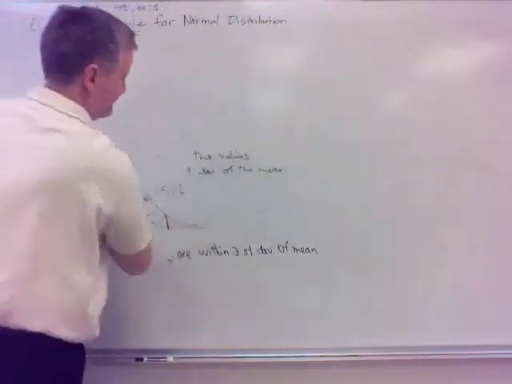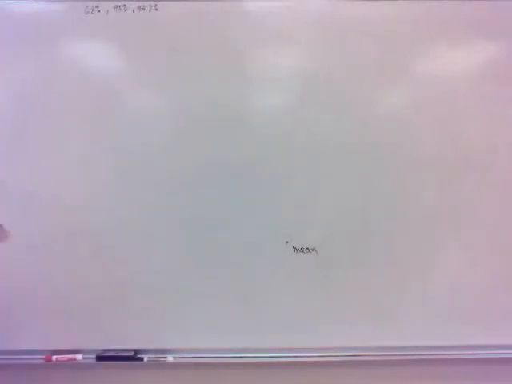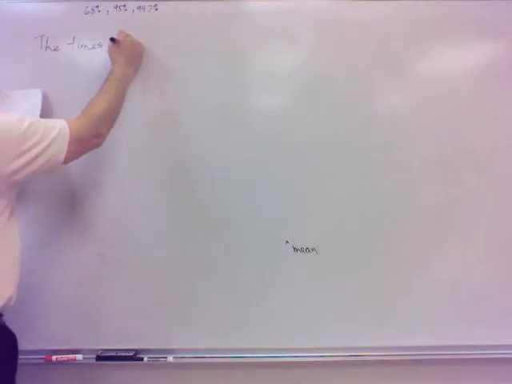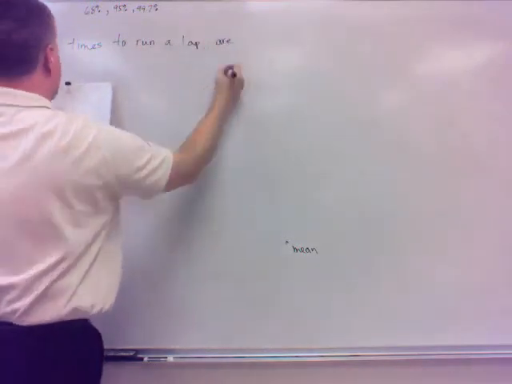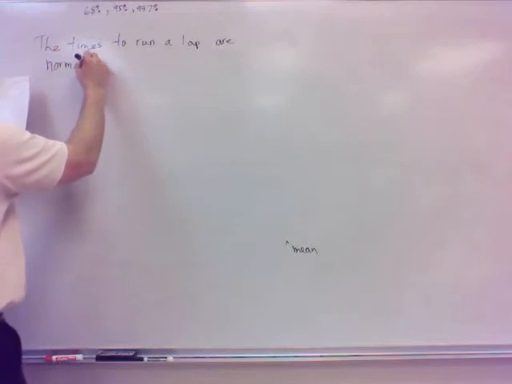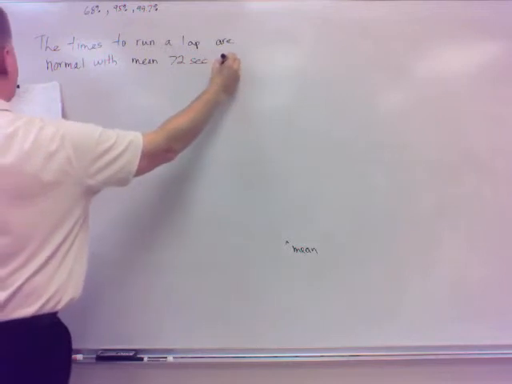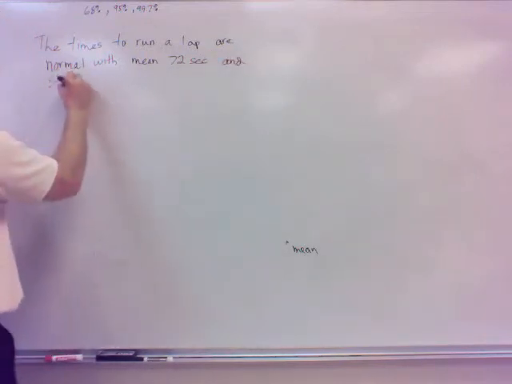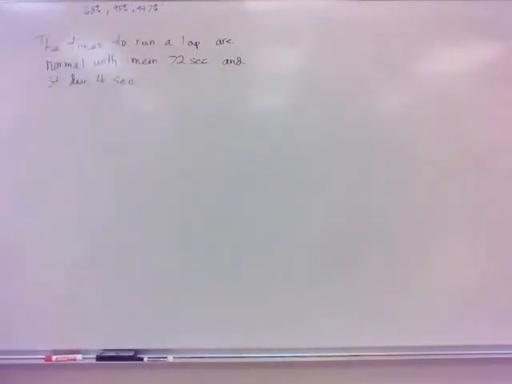Well, let's say we've got, for instance, the times to run a lap around a track are normal with mean 72 seconds and standard deviation 4 seconds. Let's consider a couple of examples.